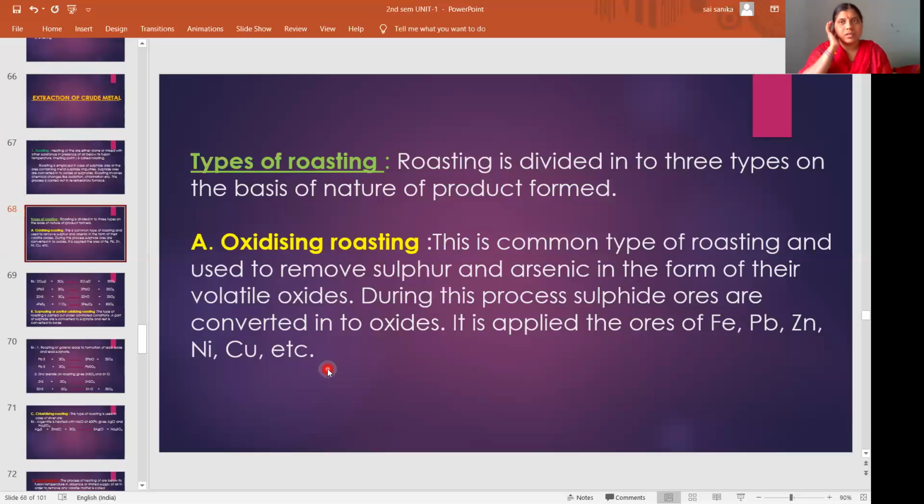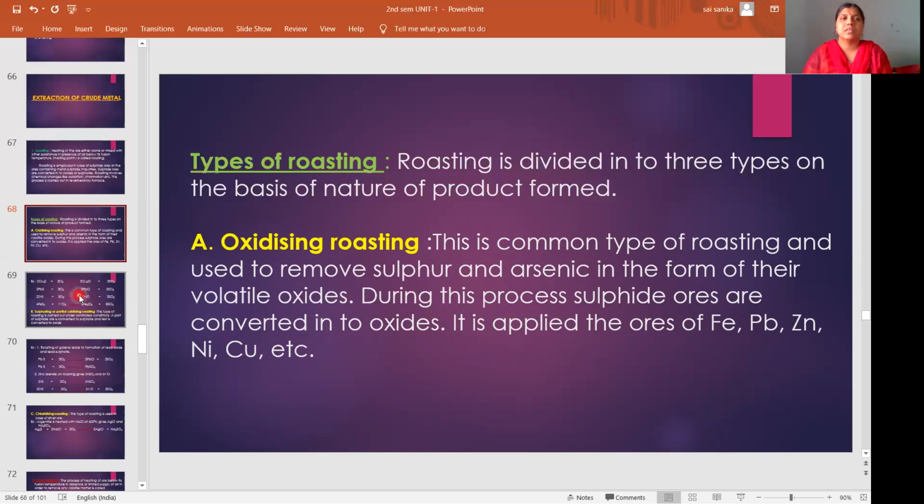So during oxidizing roasting, sulfide ores are converted into oxides. That means lead sulfide will be converted into lead oxide. Zinc sulfide will be converted into zinc oxide. So it is applied to the ores of iron, lead, zinc, nickel, copper, etc. This is a very common type of roasting, used to remove sulfur and arsenic in the form of their volatile oxides. That means in the form of gases they will be removed. During this process, sulfide ores are converted into oxides.